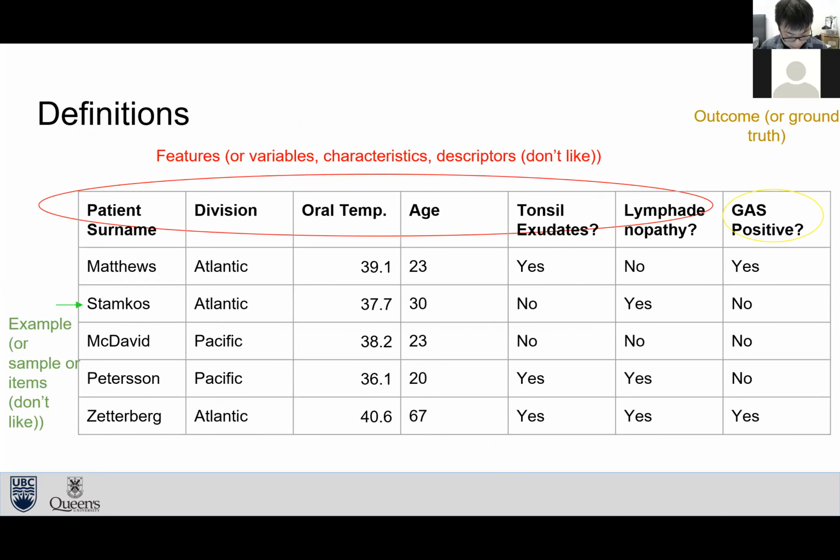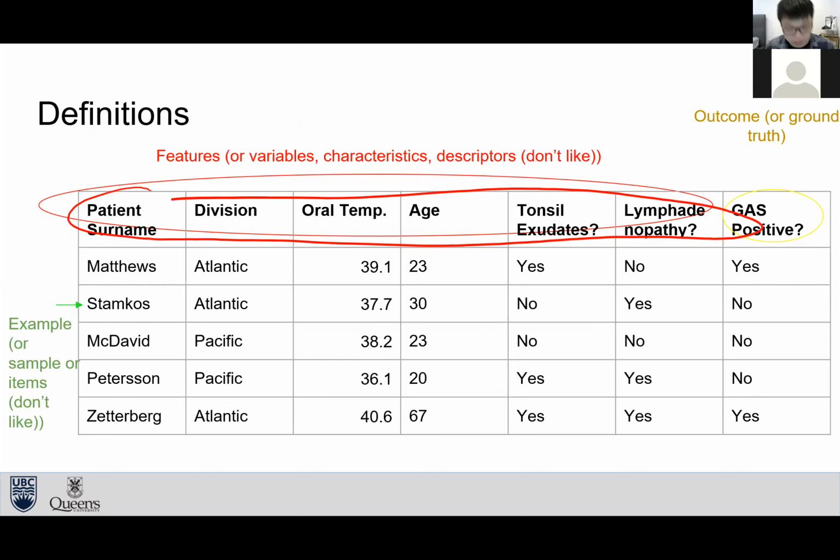So these variables, say their name, the age, the division, oral temperature, in AI, we call these features. We don't really use the word variables that often. I've seen it interchanged, but features is the main word we use. When we talk about feature selection, feature importance, feature detection, these variables are called features. Some people call them descriptors. Please don't call them descriptors. It just confuses the heck out of everyone.